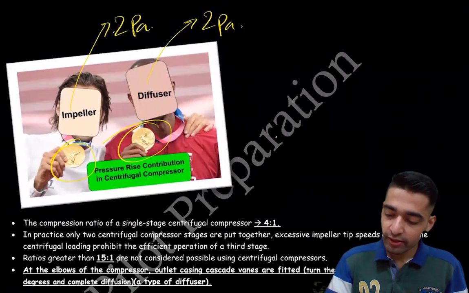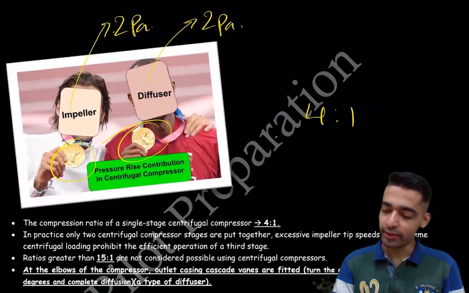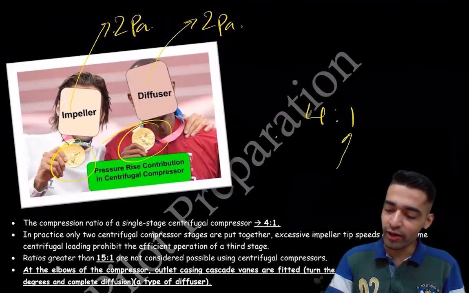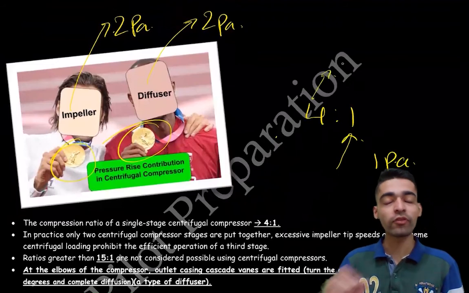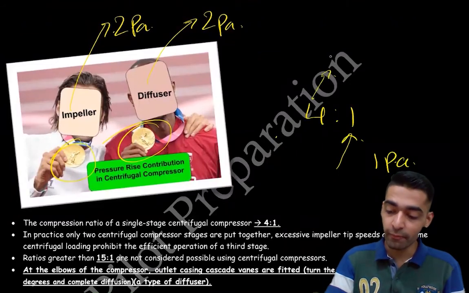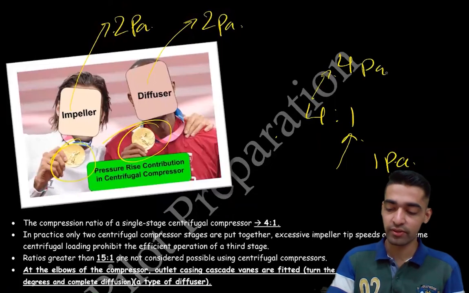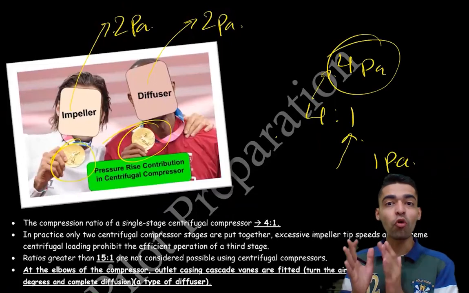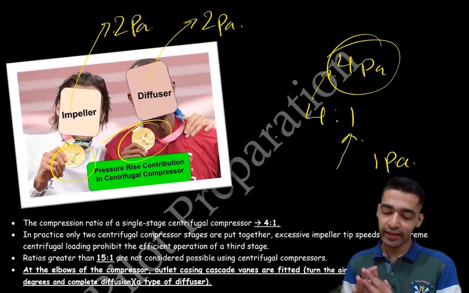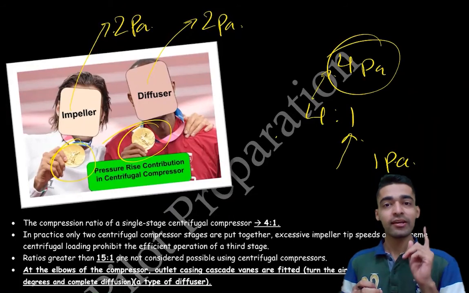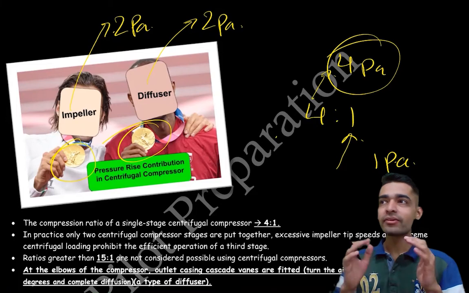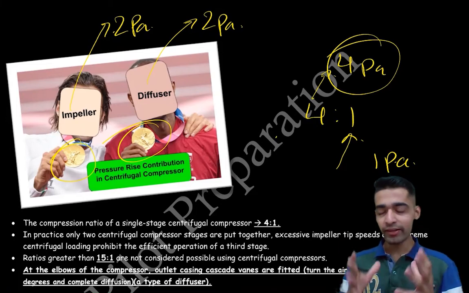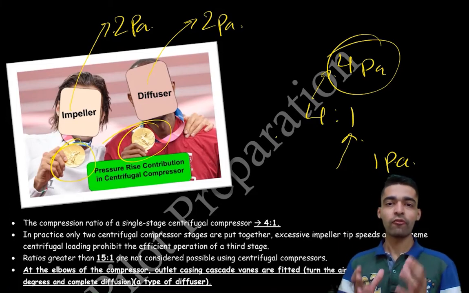That means if the air inlet is at 1 Pascal, then at the outlet of the first centrifugal compressor, it will become 4 times, that is 4 Pascal. So air coming in at 1 Pascal will be converted to 4 Pascal. Isn't that amazing? That is what a single stage centrifugal compressor does. But that is not it. That is not enough for a jet engine.